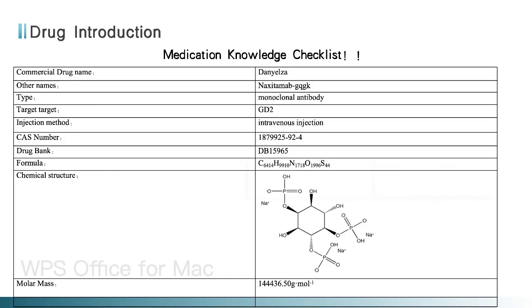The following is a list of drug knowledge, so that you can understand the drug more clearly. We can understand its target of action, injection method, and chemical knowledge of the effective substance.